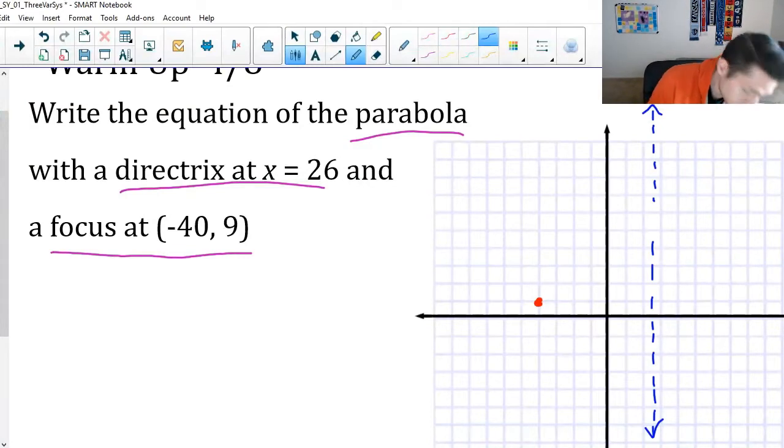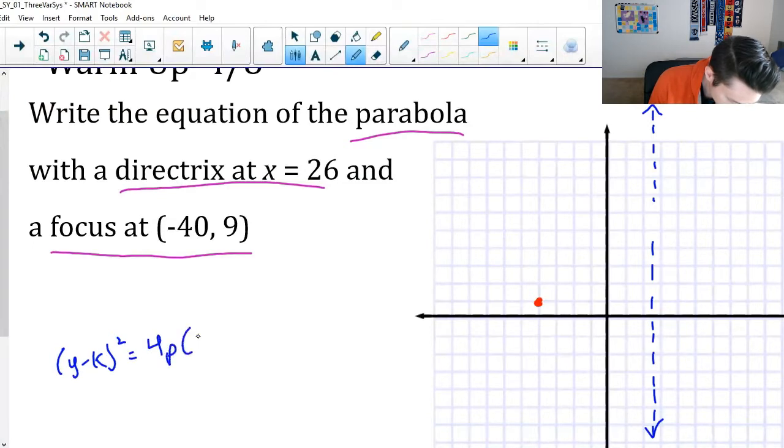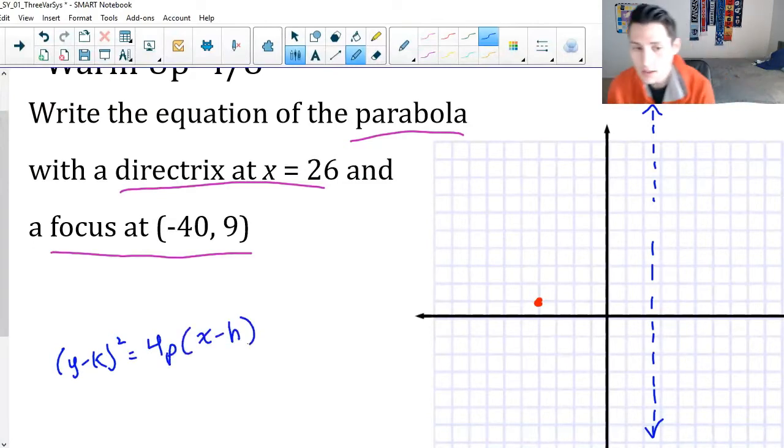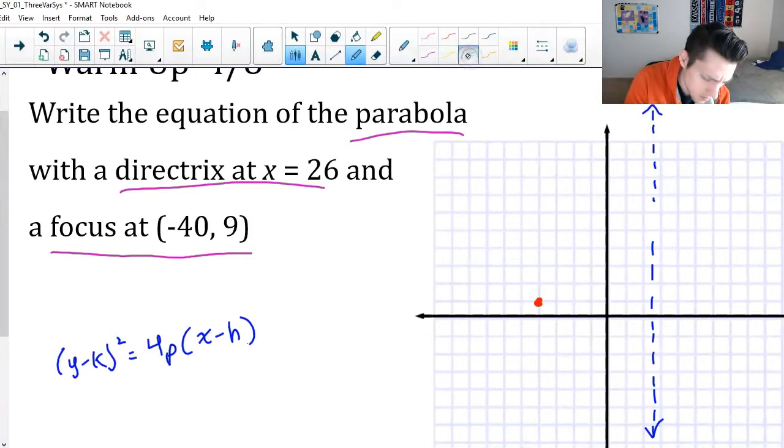The format of an equation like that is this. This is the standard form of a parabola that's opening either left or right. But we know it's opening left. We can determine the vertex, and we can determine what that lowercase p is. They're intertwined with one another. If you figure out one, you figure out the other.